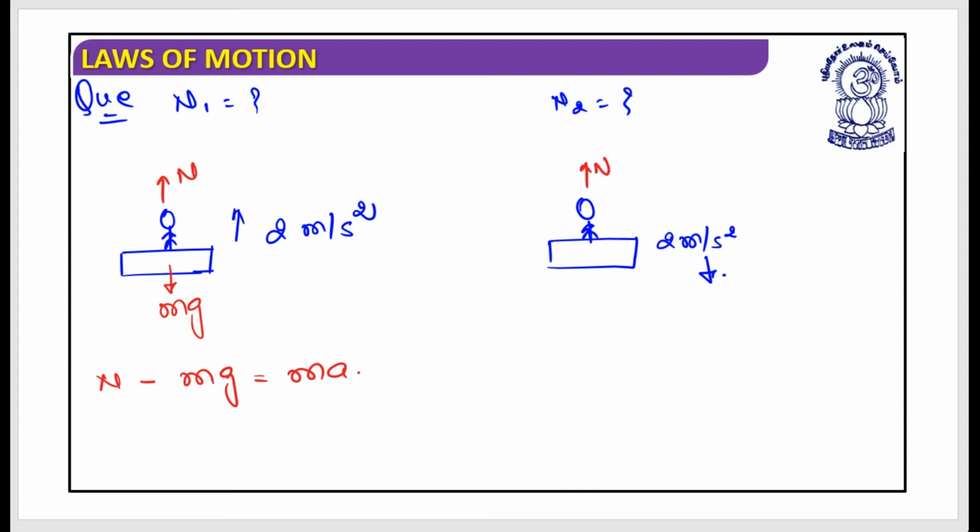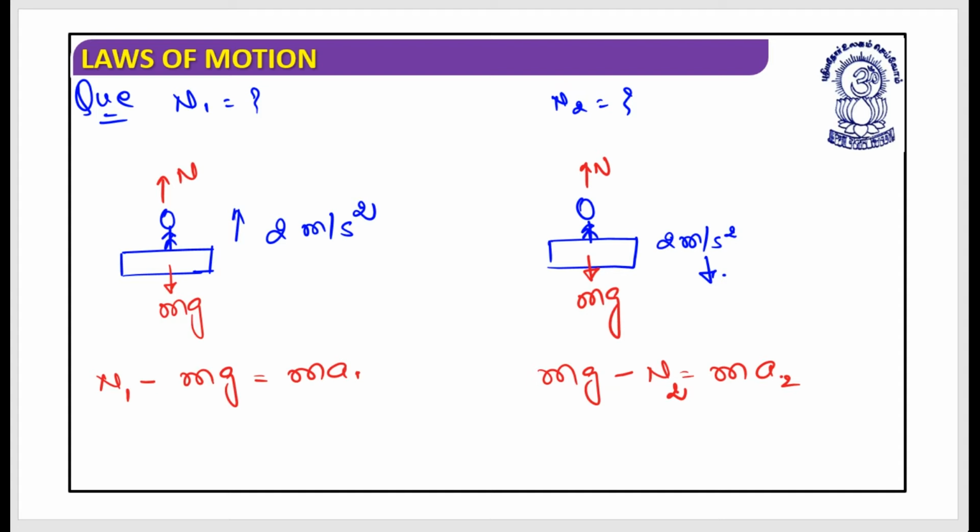In the same way, for this one, this is N, this is mg. As this is moving in the downward direction, this could be written as mg minus N is equal to ma. Now let's call these a1, a2, and let's suppose these are N1, N2. Let's just put in the values and get the answers for N1 and N2.